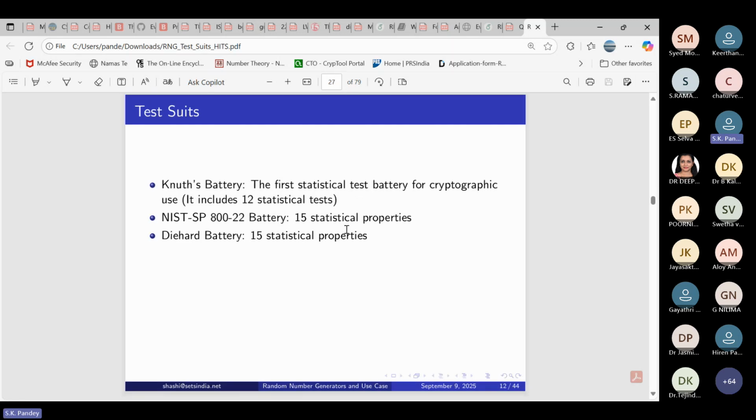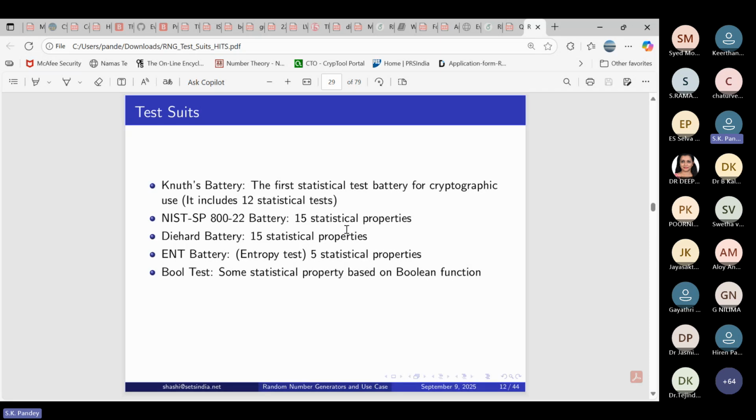Similarly, the Diehard battery contains not exactly 15 but 15 to 20 statistical parameters that they look for inside the binary sequence. Similarly, the entropy test, in short called the ENT battery, contains 5 statistical properties. I will show you later what type of statistical properties it has. Then there is this very recent one, the Boole test, which is based on the properties of Boolean functions.